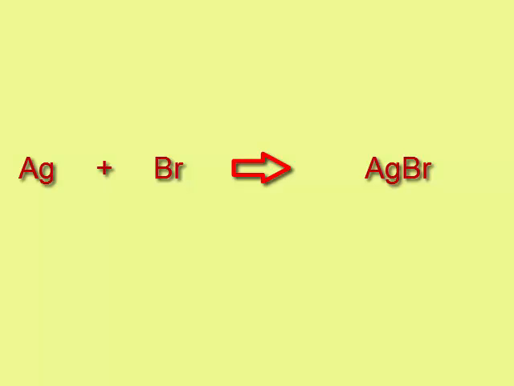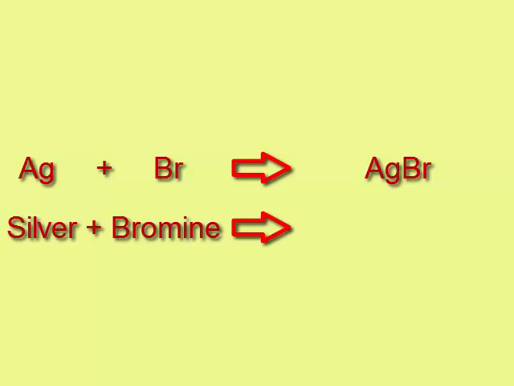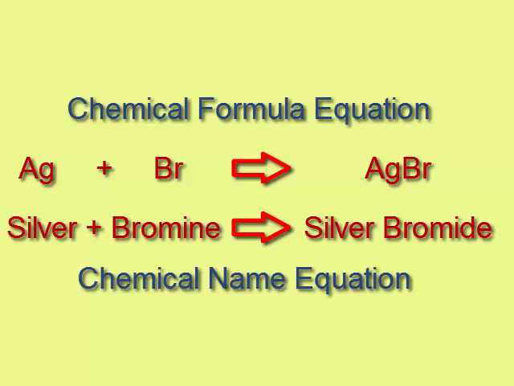We've written these equations before, but now that we've learned the naming rules for ionic bonding, we need to know how to take this equation and change it from chemical formula to a chemical name. So we'll look at Ag, we name that as silver, plus the bromine that we're putting together, and they form silver bromide. So now that you know the naming rules for ionic and molecular bonding, you should be able to convert chemical formulas into chemical names for equations as well.